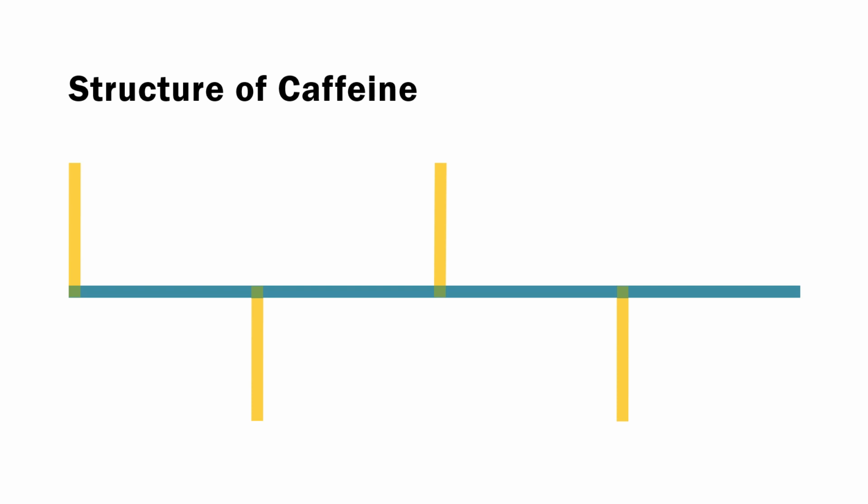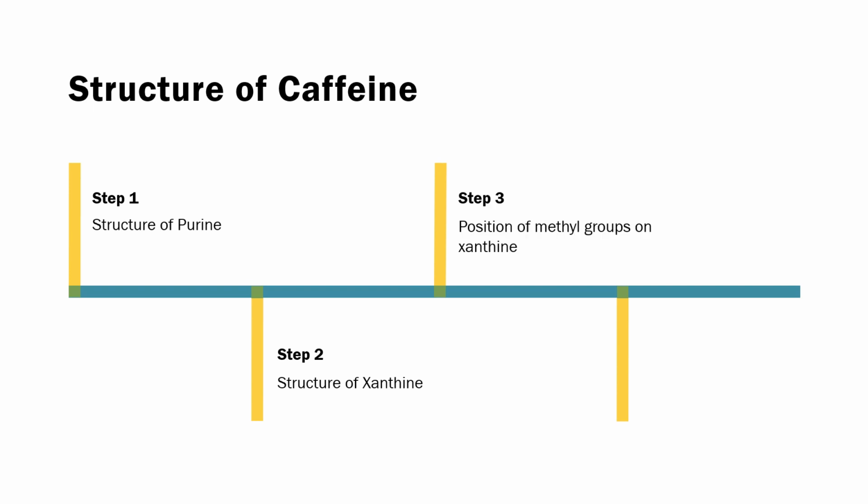So let's see the steps to remember the structure of caffeine. Step number 1, you first need to know the structure of purine, as it contains purine as a basic heterocyclic ring. Then you have to convert the structure of purine into xanthine. Then you have to remember the position of methyl groups on the xanthine nucleus. And last, you have to draw the structure of caffeine. If you go stepwise, it will definitely help you construct the structure of caffeine, and it will be very easy to remember its structure.